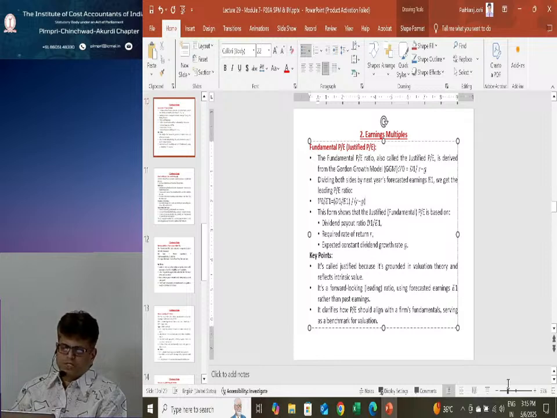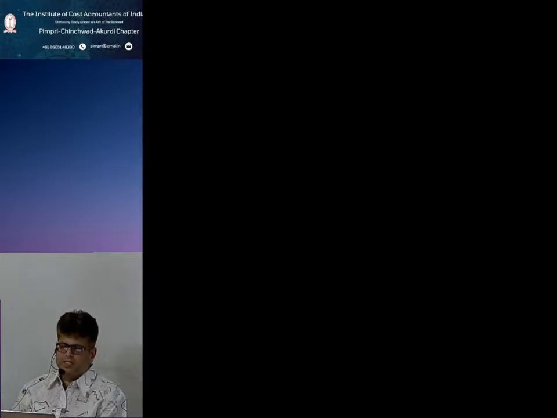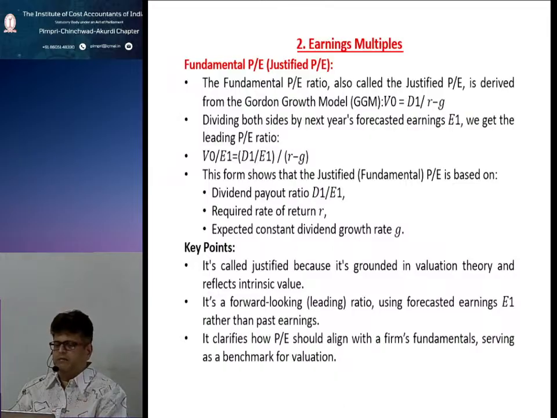So this form shows that the fundamental or justified PE is based on the dividend payout ratio D1 divided by E1, the required rate of return, that is R, and the expected constant dividend growth rate, that is G. The key points of the fundamental or justified PE ratio are that it is called justified because it is grounded in valuation theory and reflects intrinsic value. It is a forward-looking leading ratio using forecasted earnings E1 rather than past earnings. And thirdly, it clarifies how PE should align with the firm's fundamentals, serving as a benchmark for valuation.